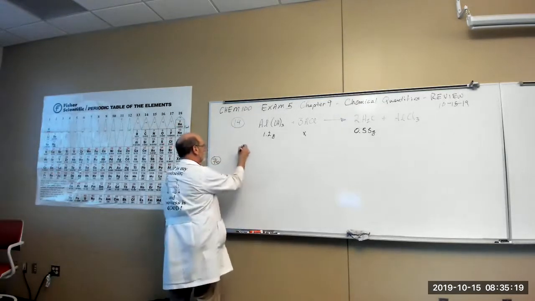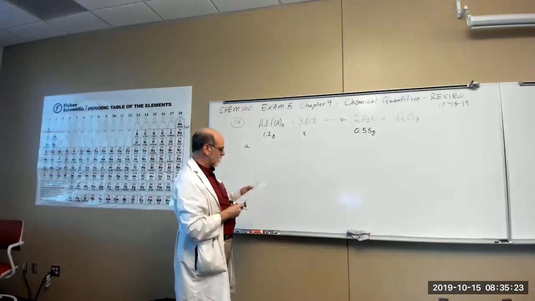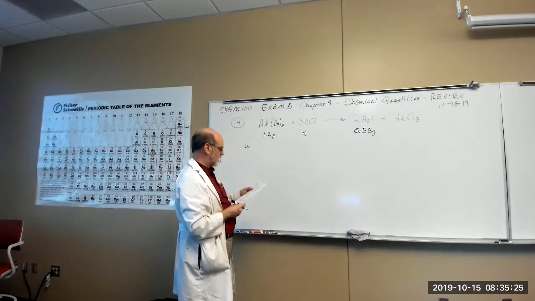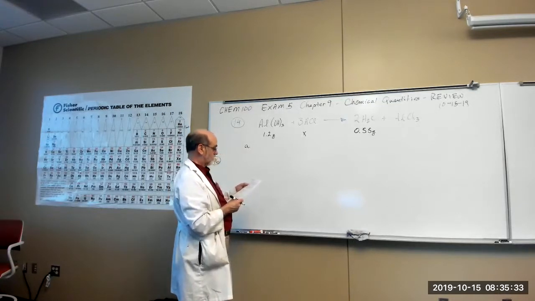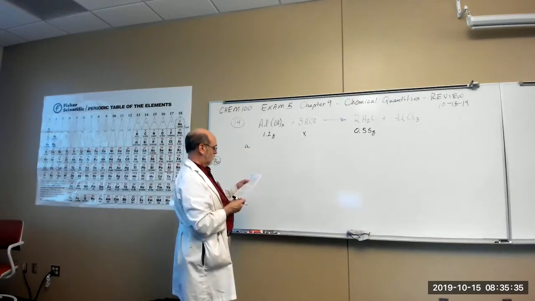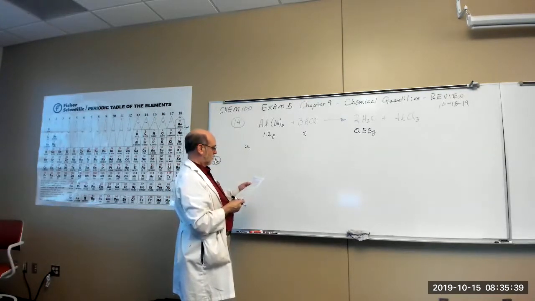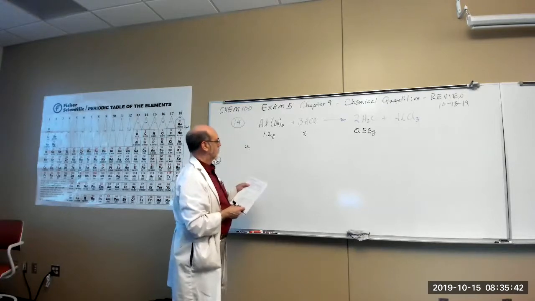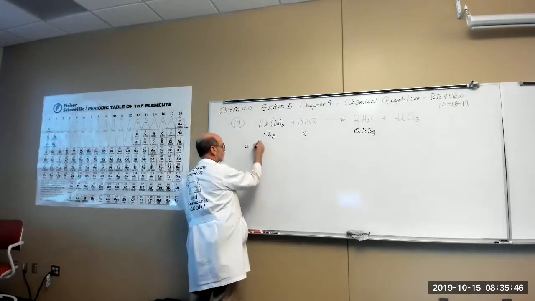Okay, so the first one says aluminum hydroxide is not the limiting reactant because we are given an amount of leftover aluminum hydroxide. Are we given an amount of leftover aluminum hydroxide? I don't see it. It doesn't say there's leftover, right? So that one's false.